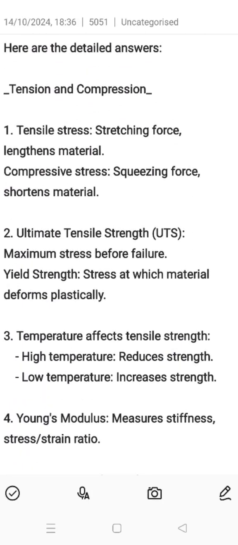Tensile stress is a stretching force that lengthens the material. It is the tensile force which acts on a body and increases the length of the material. Whereas compressive stress is a squeezing force that shortens the material. It is the compressive force which shortens the length and compresses the material.